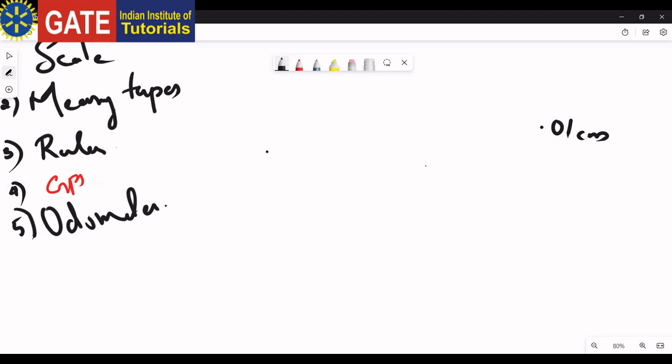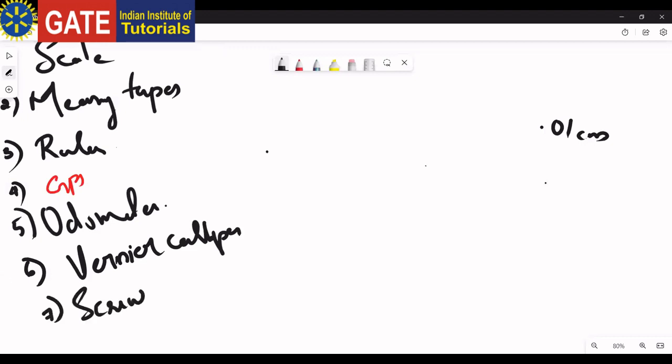Okay, so odometer will be there. Then coming to smaller measurements, there will be vernier caliper. Then there will be screw gauge. Then even for smaller measurements, you will be having electron microscopes.